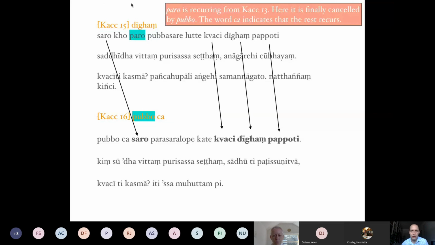Now in Kaccāyana 16, what it is actually telling you is that this digam, this lengthening, can also happen to the previous remaining vowel when the following has been elided. So in the note, you can see that this word paro is recurring from Kaccāyana 13, and here it is finally cancelled by pubo, which performs the same function. And the word cha indicates that the rest recurs. So kwachi digam papoti, this is all going down, it recurs. But the rest is changed because of the pubo. So pubo indicates that we are already going to the earlier vowel if we have 2 different vowels.